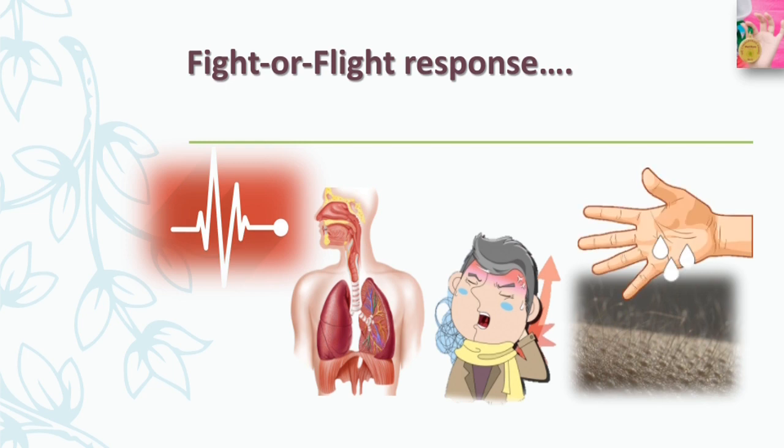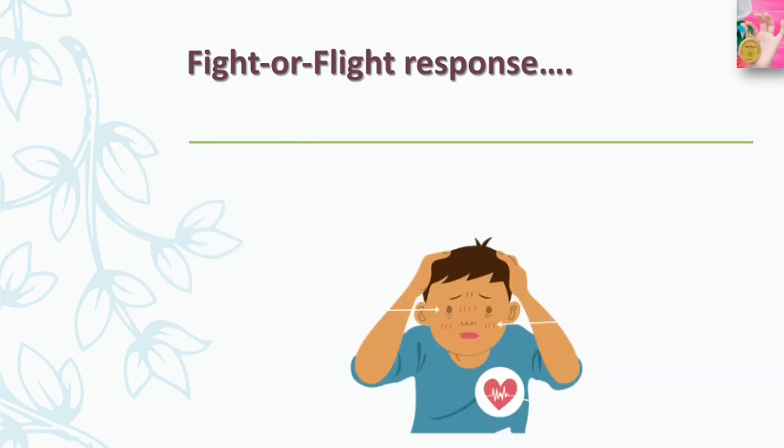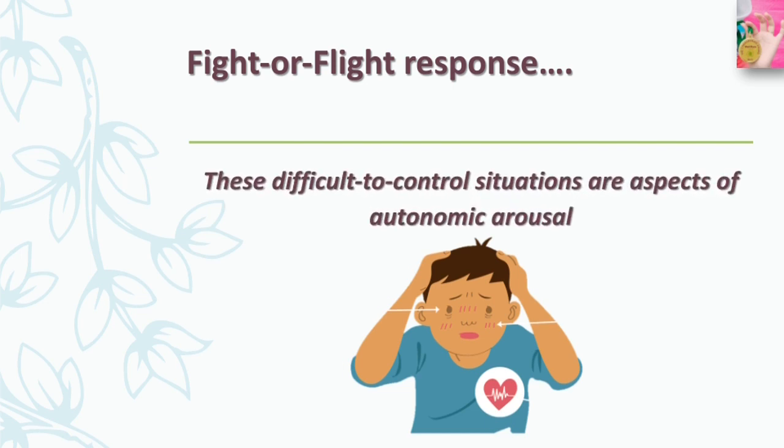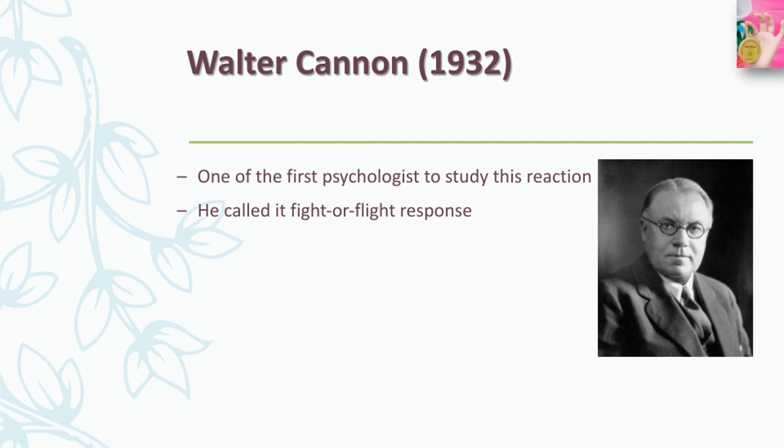Now, during emergencies, the rise in breathing rate, heart rate, and the goosebumps we get are involuntary reactions that are mediated by the autonomic nervous system. Or we can say that these difficult to control reactions are aspects of autonomic arousal. Now, Walter Cannon in 1932 was one of the first psychologists to study this reaction. He called it the fight or flight response.